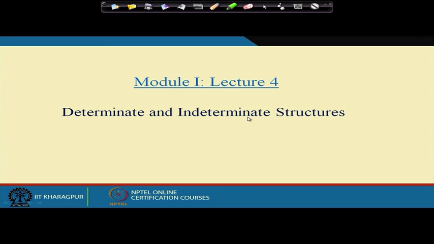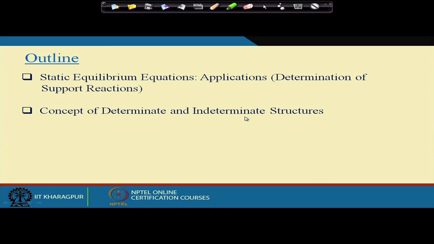In this module, we will try to understand the concept of determinate and indeterminate structure. Specifically, in the last class, we discussed the concept of static equilibrium. We will give some more applications of static equilibrium, and then through these applications, we will try to understand what determinate and indeterminate structures are.